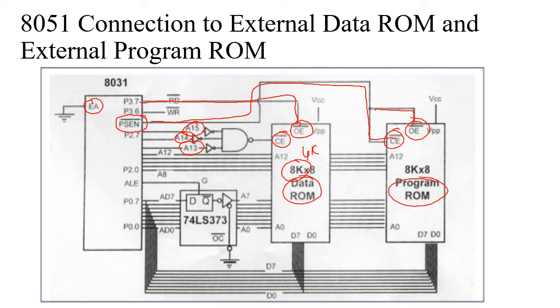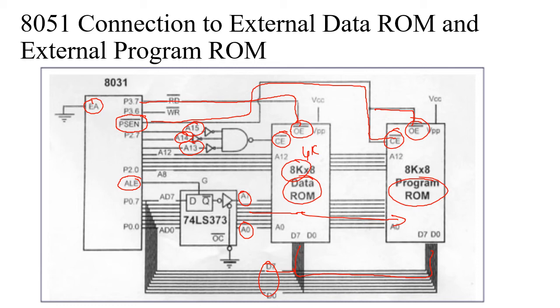Here we have address latch enable to separate the address and the data bus. One thing we need to note is that the same address lines, that is A0 to A7, will flow to the 8 kilobyte data RAM as well as the ROM. Similarly, the same set of data lines connect both the chips, that is the 8 kilobytes of data RAM as well as the program ROM.